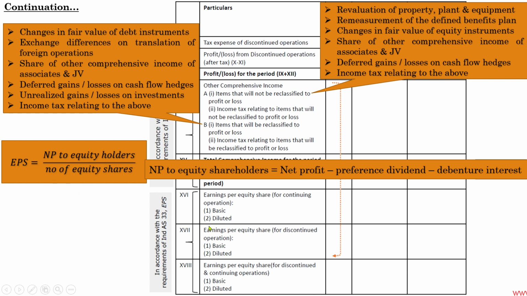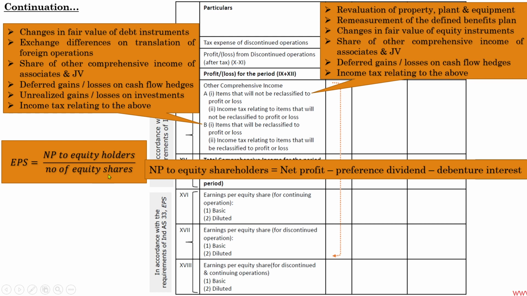So first of all let us begin with the basic again, so as to remove confusion. If you are going to find the basic EPS, the equation is net profit to the equity shareholders divided by number of equity shares. So in that case, net profit to the equity shareholders, if there is no preference dividend and debenture interest, it will be easy. You can directly take the net profit. If there is preference dividend and debenture interest, you have to deduct the preference dividend and debenture interest from net profit and show here. Number of equity shares.